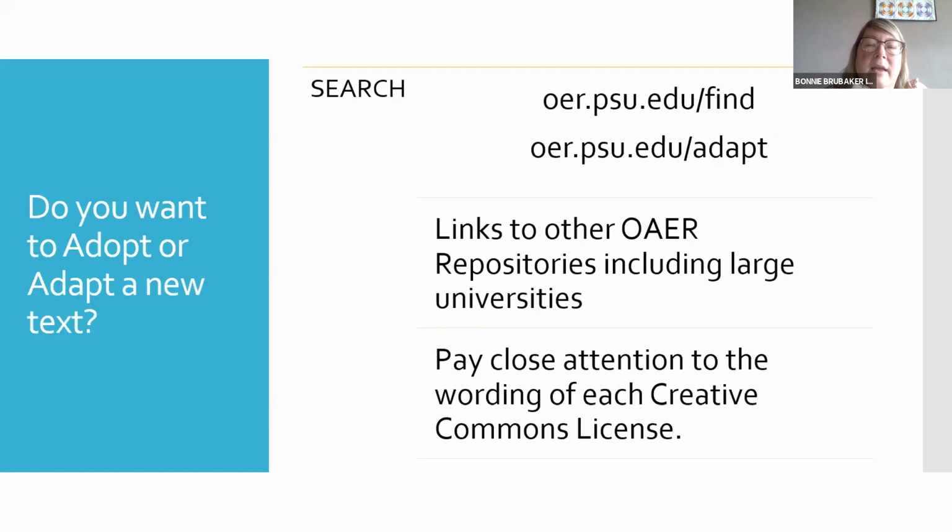And I would just say, if you're considering adapting, so adopting would be completely using what has been created as it stands. If you'd like to adapt it, just pay really close attention to the wording of the Creative Commons license. And we have librarians at each campus, and definitely Brian at University Park, to help you out with the Creative Commons license and what you are and are not allowed to change in things.